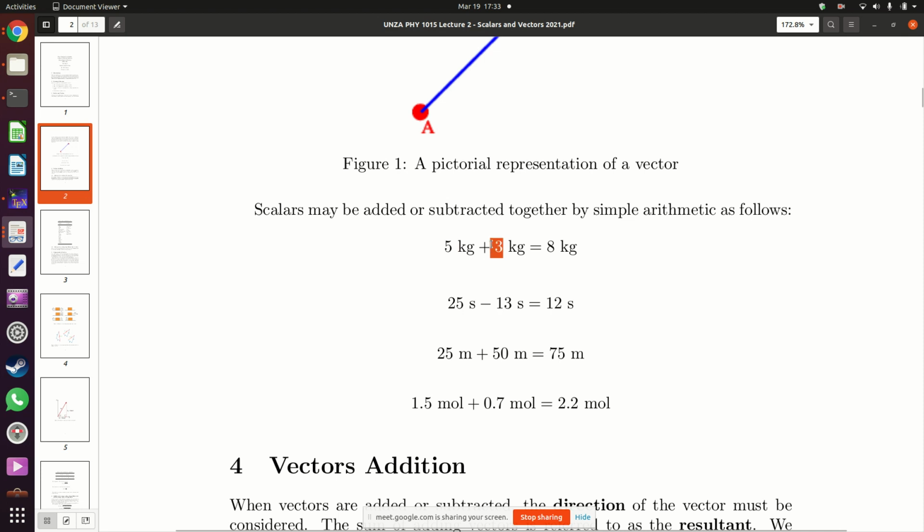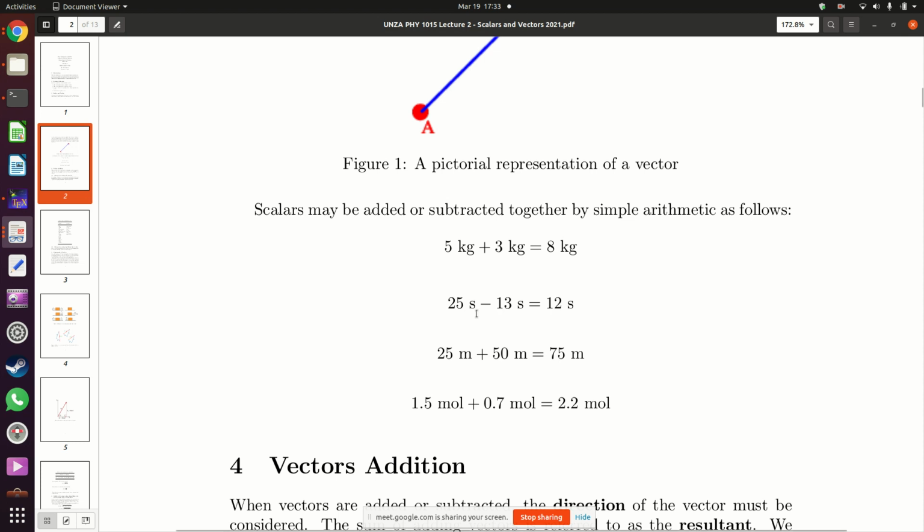We are adding masses, so you can only add the same physical quantity with different sizes. As you can see, I'm adding mass 5 kg plus another mass. I'm not adding mass plus time. You can do addition or subtraction of the same physical quantity, if those quantities are scalars and do not have direction. So 5 kg plus 3 kg gives you 8. 25 seconds, this is time, minus 13 seconds, you remain with 12 seconds.